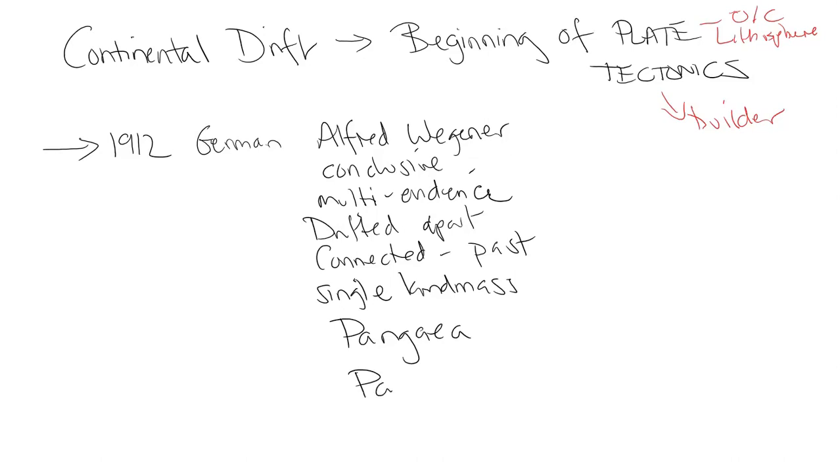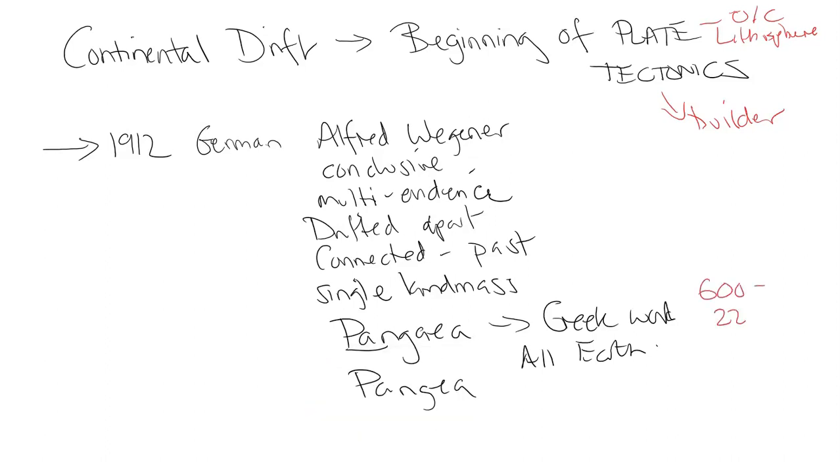Or you can also spell it like that. Now, this is the Greek word for all Earth. Pan means all and Gaea means Earth. So all the continents were once connected all together, and this occurred between 600 and 225 million years ago. And since that time, 225 million years ago, the continents have been drifting apart as per Alfred Wegener's proposed theory.